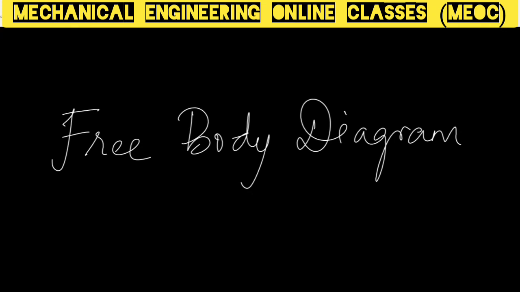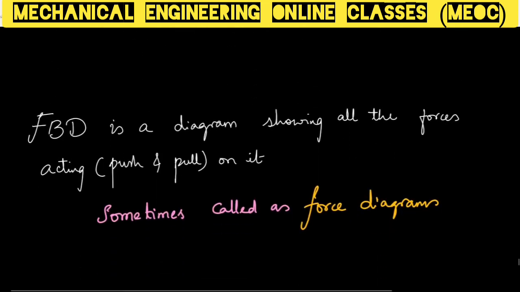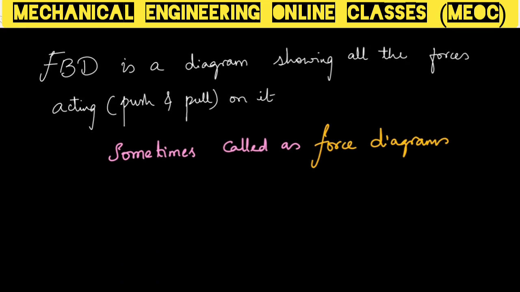Free body diagram, in short, FBD. A free body diagram is a sketch of an object that is of interest, showing all the active and reactive forces that are acting upon it. So an FBD is a diagram that shows all the push and pull forces.